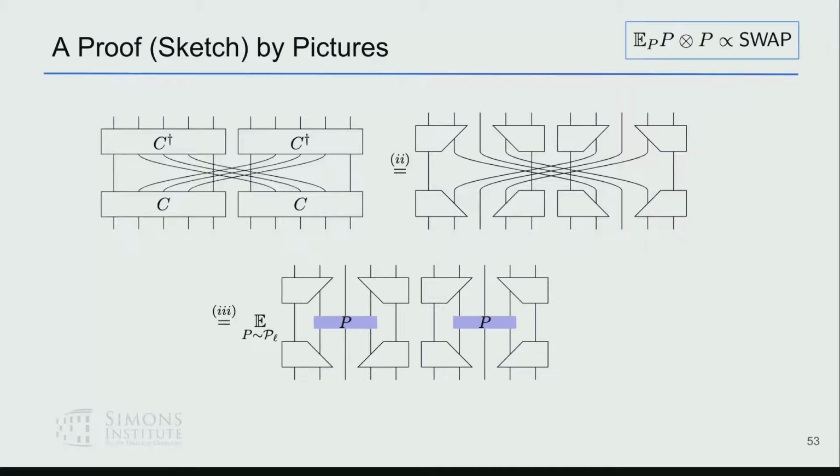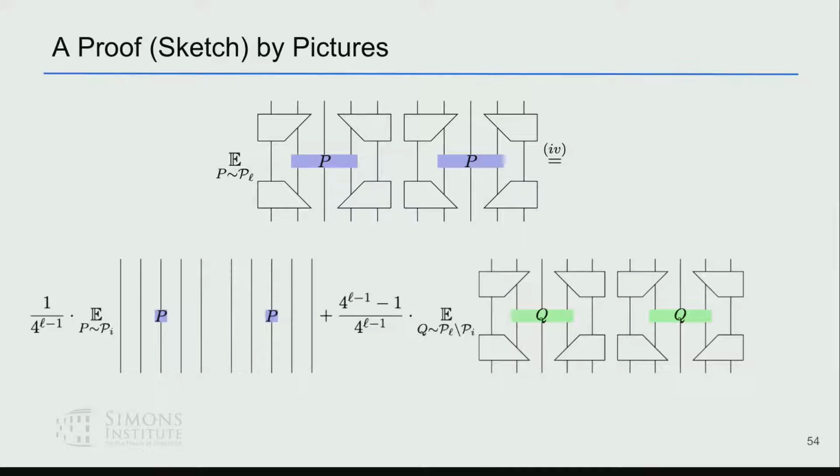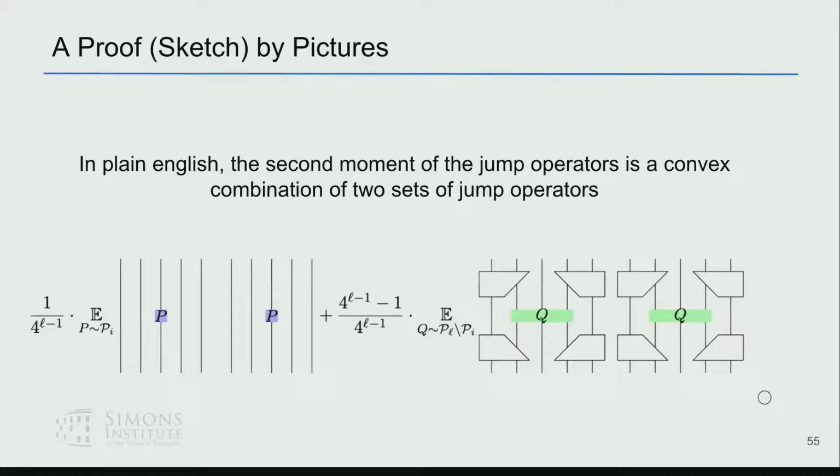Now we can plug our identity back in and replace the swap by an expectation over Paulis. And to conclude, we simply note that this expectation over Paulis can be written as conditioning on the Pauli being a single qubit Pauli, and then everything else. But the single qubit Pauli is completely disentangled from the rest of the circuit, so we get another very clean light cone cancellation. Just to say the same thing in English, all we're really saying here is that the second moment can be written as a convex combination of two other second moments defined on disjoint sets of jump operators. That's the conclusion of my proof sketch. It may not seem too convincing to many, but I hope it conveys the real idea of leveraging this concavity statement.